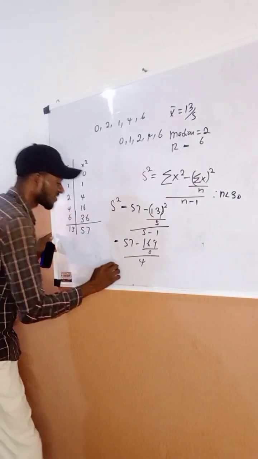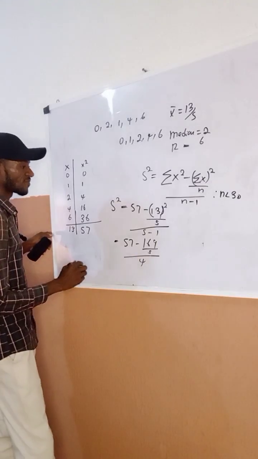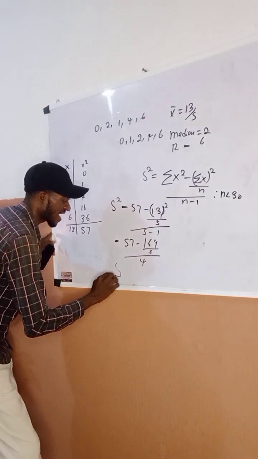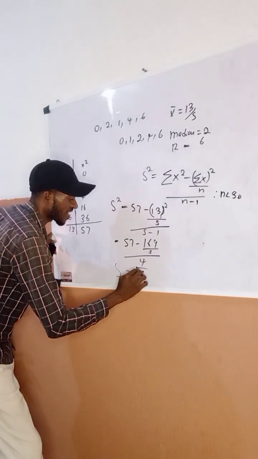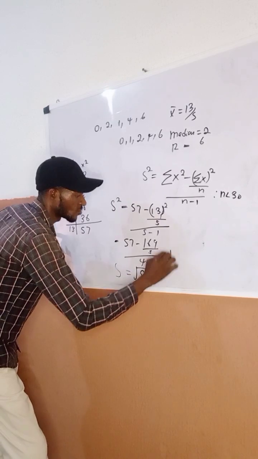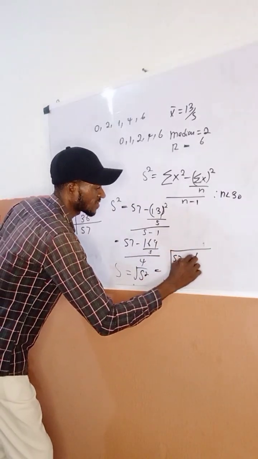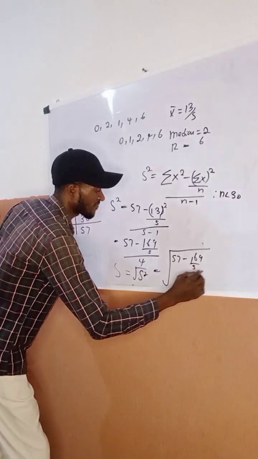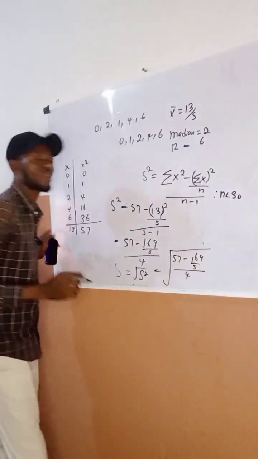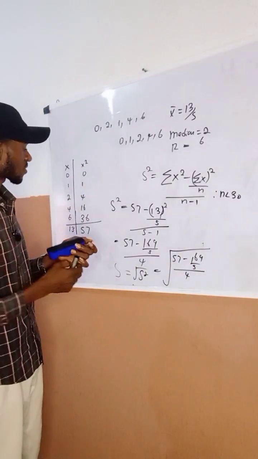And of course, my standard deviation now is going to be square root of this thing, because my standard deviation S is square root of variance, S squared, which is now square root of 57 minus 169 all over 5, all over 4. That is what we have for that one.